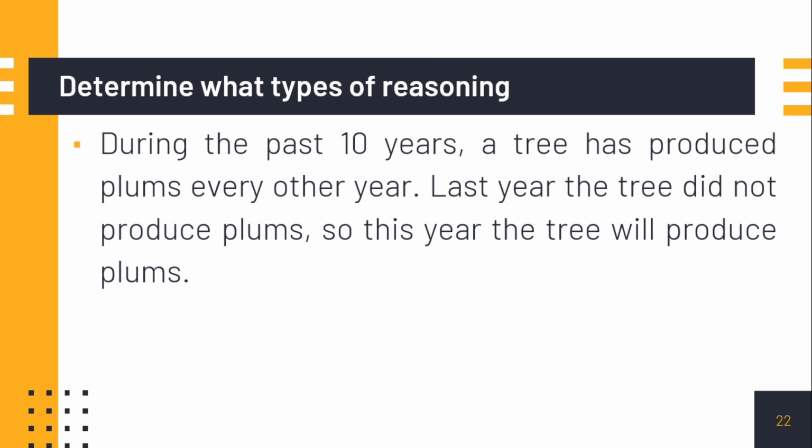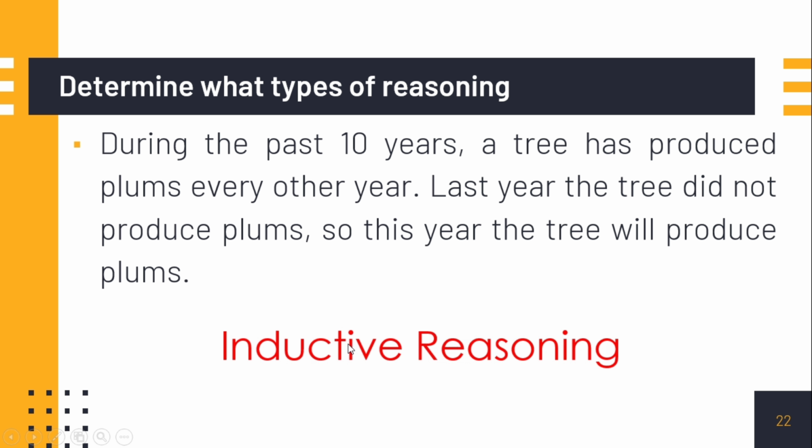Okay, determine what type of reasoning it is, inductive or deductive. During the past 10 years, a tree has produced plums every other year. Last year, the tree did not produce plums. So this year, the tree will produce plums. So is this inductive or deductive reasoning? So this argument reaches a conclusion based on specific examples. So it is an example of inductive reasoning.